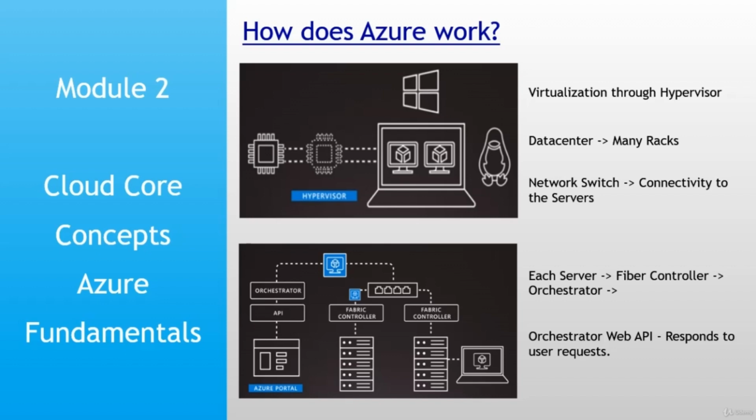Users make requests using the orchestrator's web API. The web API can be called by many tools, including the user interface, the user portal. So, when a user makes a request to create a virtual machine, the orchestrator packages everything that is needed, takes the best server and rack, and then sends the package and request to the fabric controller. Once the fabric controller has created the virtual machine, the user can connect to it.